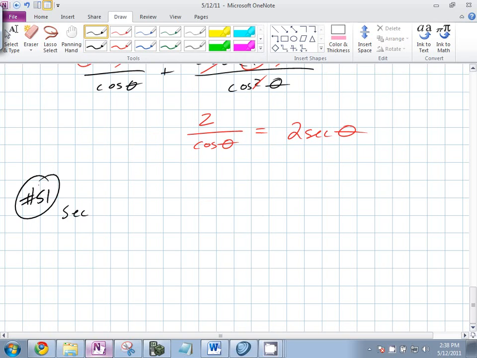Okay, 51. Secant theta minus cosecant theta all over secant theta cosecant theta. And we're proving that equals sine theta minus cosine theta.